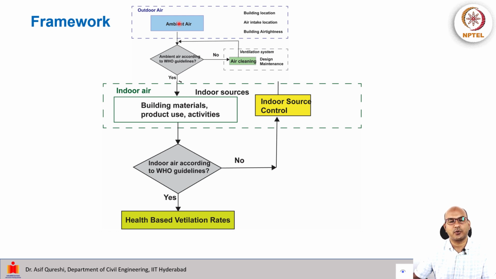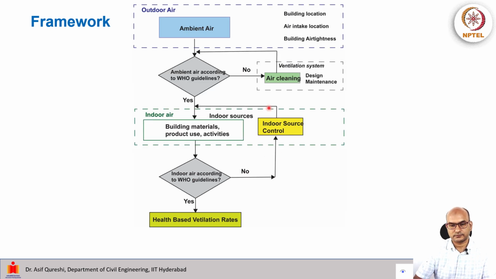So that was our outdoor ambient air quality guidelines. If they are satisfied, good. If they are not satisfied, we go for air cleaning in the ventilation system, and we come to indoor air, where we have indoor sources through these situations: building materials, product use and activities. Now we will check what is the situation now. Is the indoor air quality according to the WHO health guideline? If yes, good. If no, then we have to go for indoor source control.